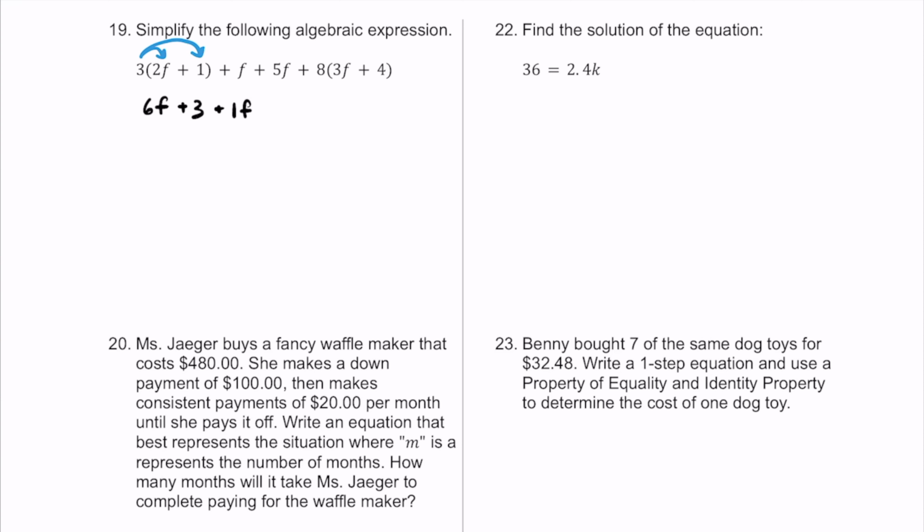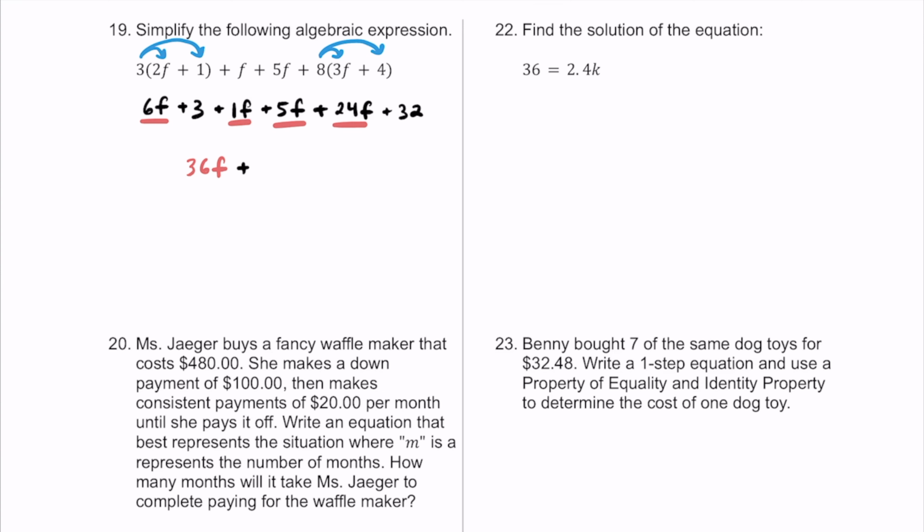I'm just going to write the coefficient so I don't actually make a mistake by accident. And then we distribute this 8 times this 3f, that's going to be 24f. And then 8 multiplied by this 4, that's going to be 32. Okay, so what kind of like terms do we have here? Well, we have no more distribution, so 6f plus 1f, that's going to be 7f. 7f plus 5f is going to be 12f. 12f plus 24f is going to be 36f in total there.